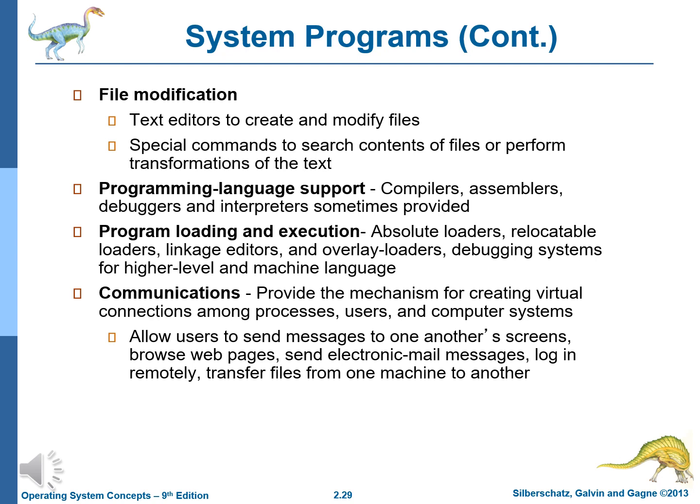File modification. Several text editors may be available to create and modify the content of files stored on disk or other storage devices. There may also be special commands to search contents of files or perform transformations to the text. Programming language support. Compilers, assemblers, debuggers, and interpreters for common programming languages such as C, C++, Java, and Perl are often provided with the operating system or available as a separate download. Program loading and execution. Once a program is assembled or compiled, it must be loaded into memory to be executed. The system may provide absolute loaders, relocatable loaders, linkage editors, and overlay loaders. Debugging systems for either higher level languages or machine language are needed as well.